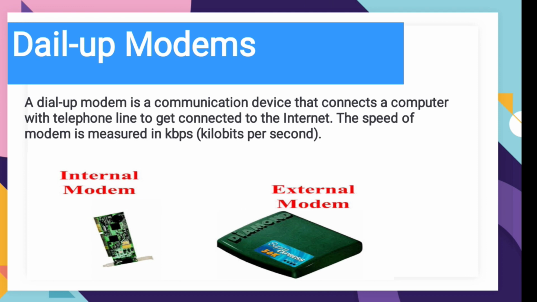Next is dial-up modems. A dial-up modem is a communication device that connects a computer with a telephone line to get connected to the internet. The speed of a modem is measured in kbps. Kbps means kilobits per second. The word modem is derived from a combination of two words: modulate, to convert a digital signal into an analog signal, and demodulate, to convert an analog signal into a digital signal. Both the sending and receiving ends of the communication channel must have a modem for data transmission to occur.